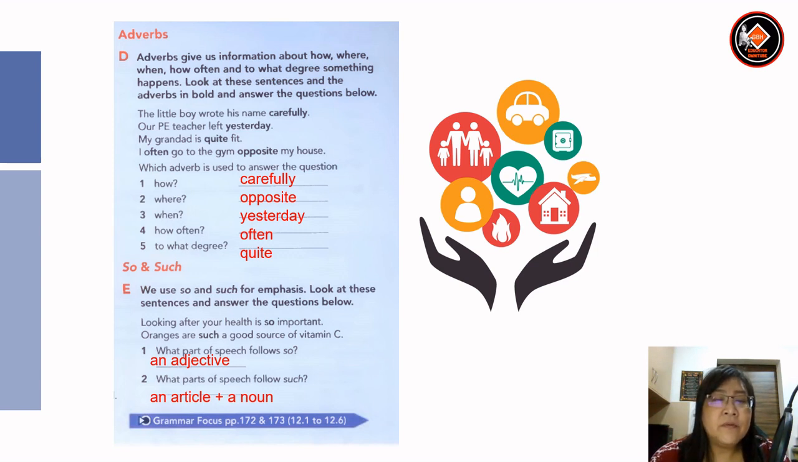So here you have so. Looking after your health is so important. So the part of speech that follows so is important. So important is an adjective. What parts of speech follow such? Oranges are such a good source of vitamin C. So you have a, which is an article, and the noun is source of vitamin C.